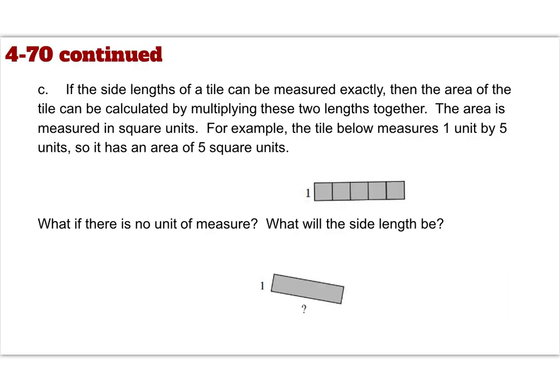If the side lengths of a tile can be measured exactly, then the area of the tile can be calculated by multiplying these 2 lengths together. The area is measured in square units. For example, the tile below measures 1 unit by 5 units, so it has an area of 5 square units.